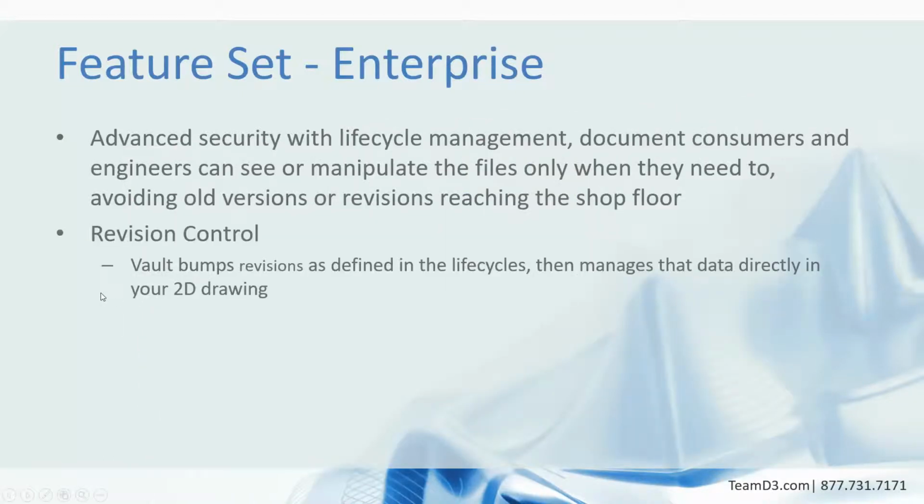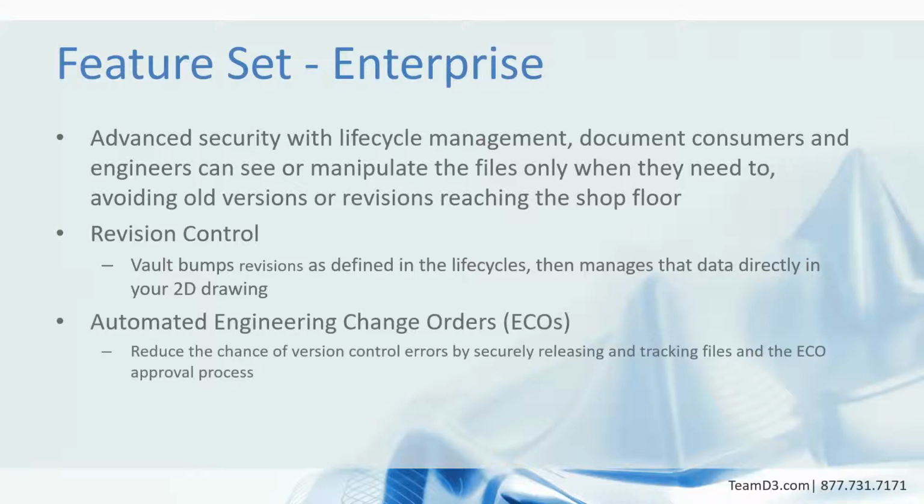We also have revision control. If you think back to that life cycle that I just showed you, when it was at released and I go back to work in progress, Vault automatically bumps the revision for me and will update my drawing for me, so that's one less thing I have to worry about. I can also, inside of that, control it with an engineering change order. So if I have an engineering change order on a file, I can control my life cycle so that if a designer wants to move it out of released where the manufacturer can see it, back into work in progress, I can say you can't do it unless it's controlled by an engineering change order.